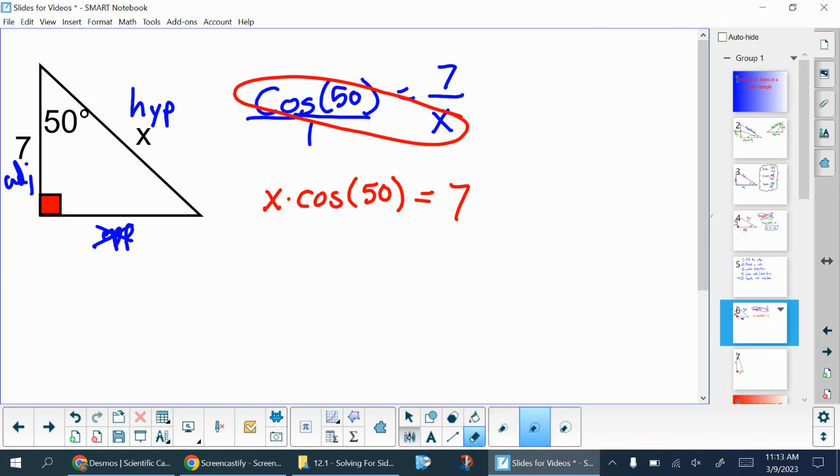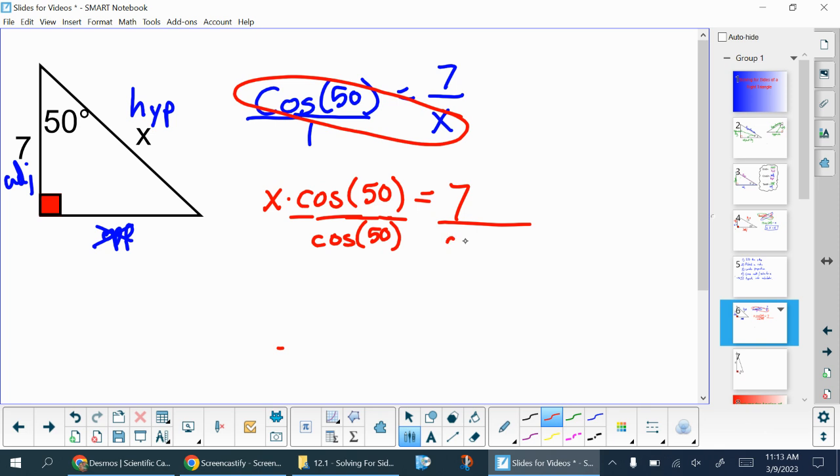Now here you can see the difference. We do not already have it solved for x. It's not x equals, it's x times cosine of 50. So just like any other algebra equation, if you see x times something and you want to get x by itself, we just divide by that something. Even though this says cosine of 50, it is still something we can divide by. It's a number. It just happens to be a number that our calculator has stored in it that we're going to use to look up later.